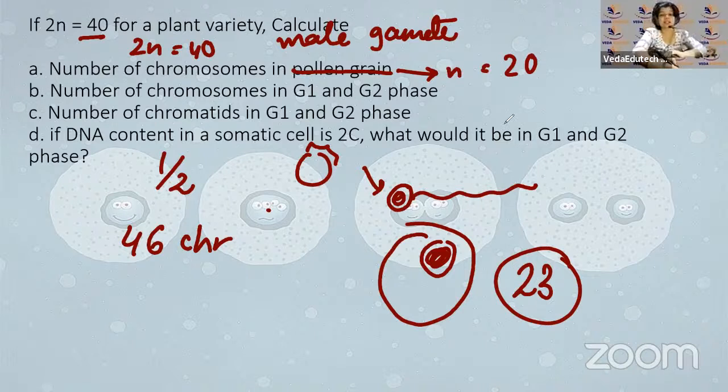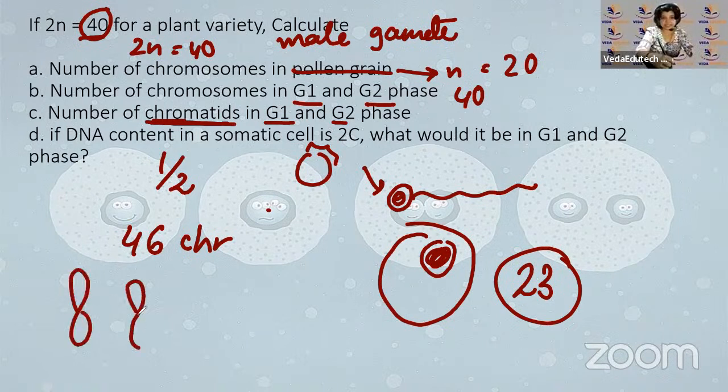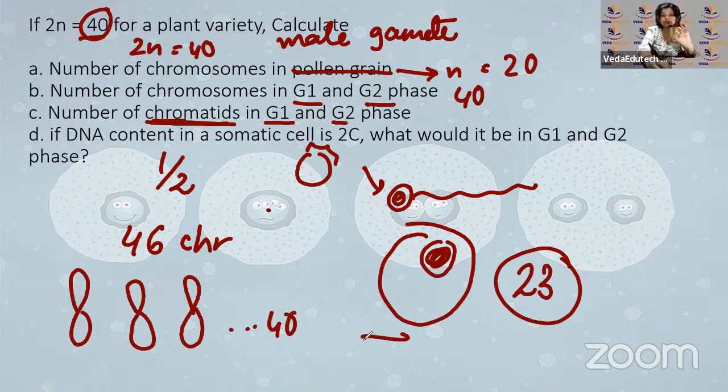Easy. Number of chromosomes in G1 and G2. We know that in G1 and G2, number of chromosomes does not change, so it will stay 40. Right? Okay. Number of chromatids. Now they are asking the real thing. Number of chromatids. So in G1, chromosomes look like this. There are 40 chromosomes and all of them look like this. In G2, what happens? So we say 40 chromosomes and 40 chromatids.